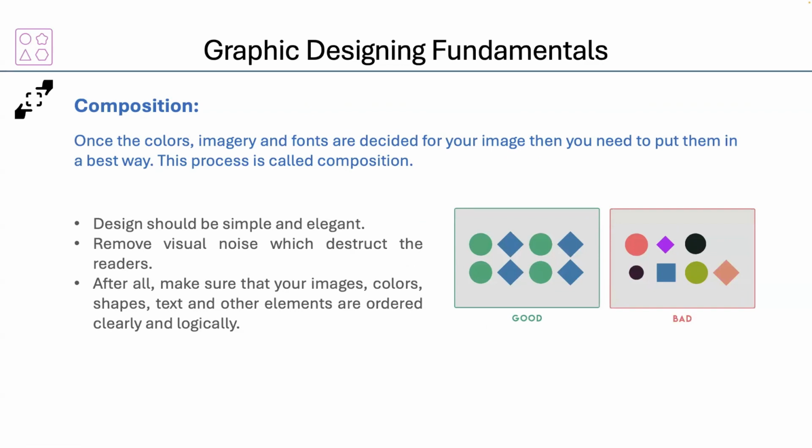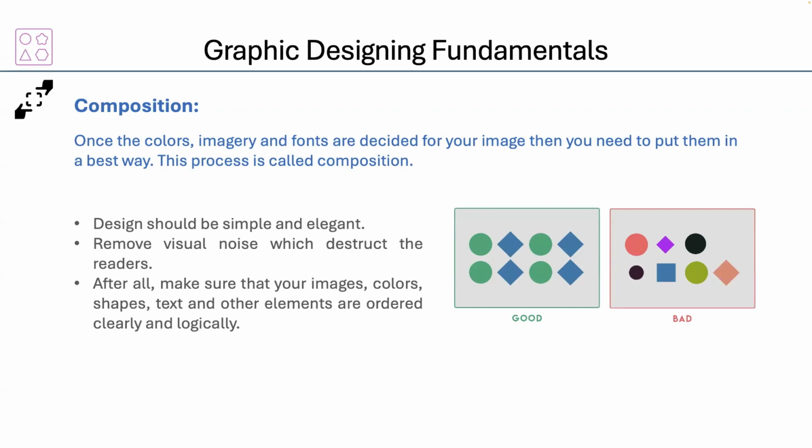Okay, then the final part is composition. When you have done everything, you have done color schemes, imagery, and typography, and you are good at all these three pillars, there is still one major important pillar of graphic designing, which is composition. Composition is basically how you arrange all these other three pillars in your document or in your design.